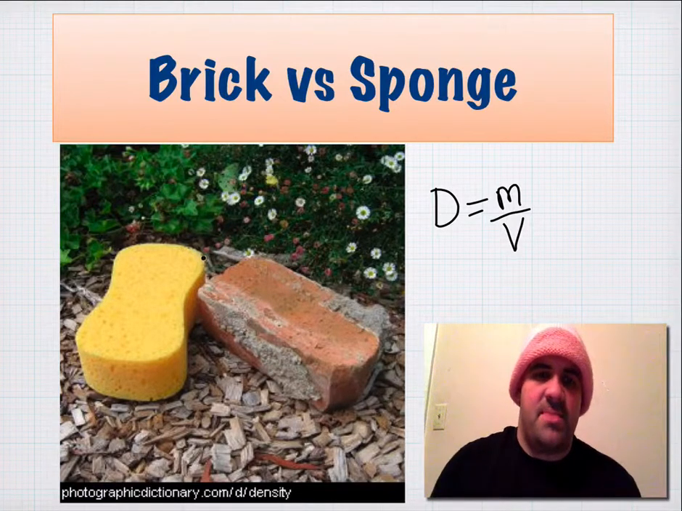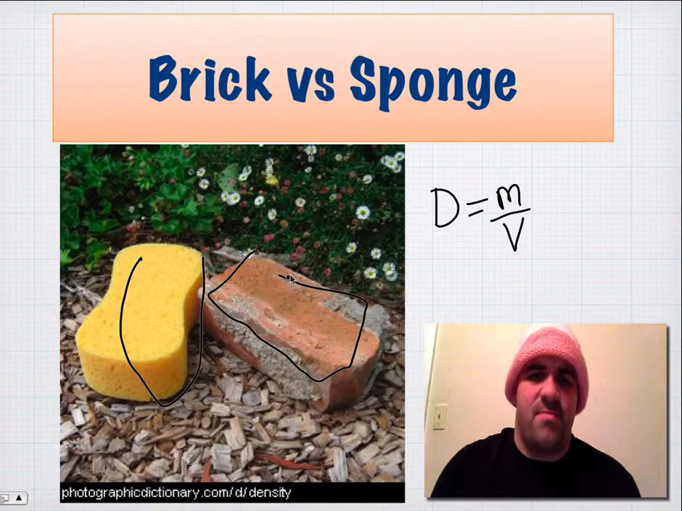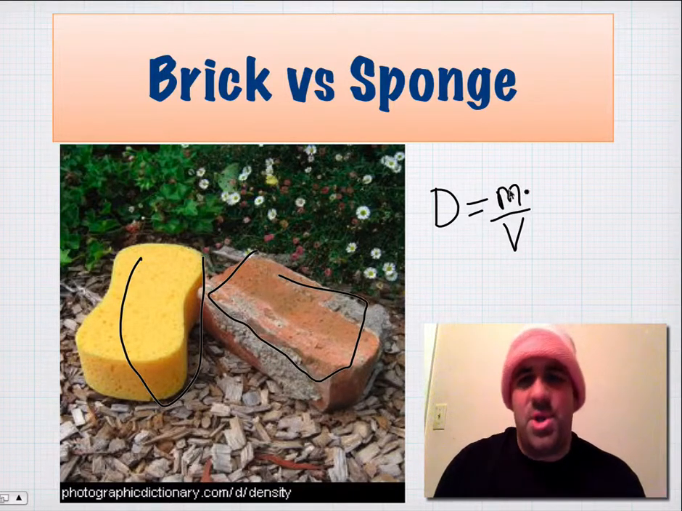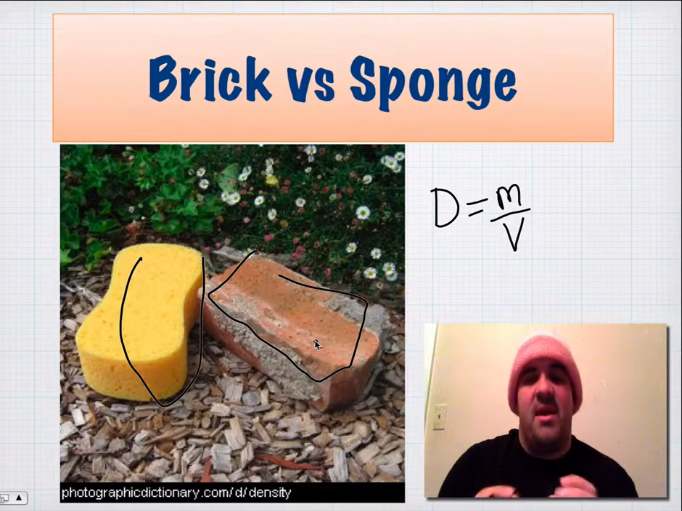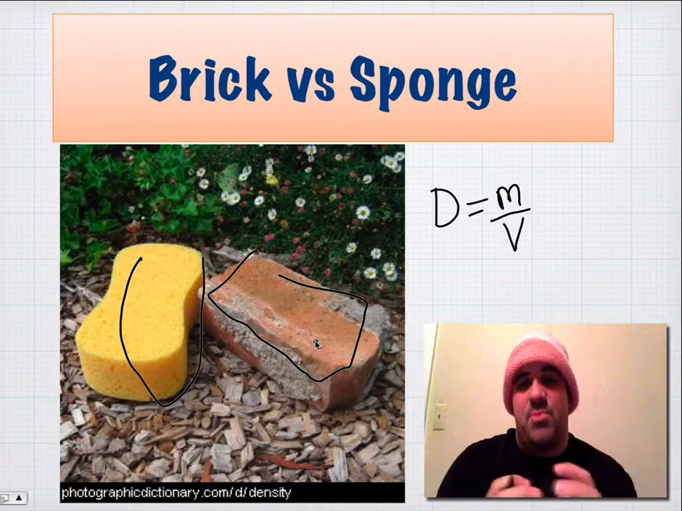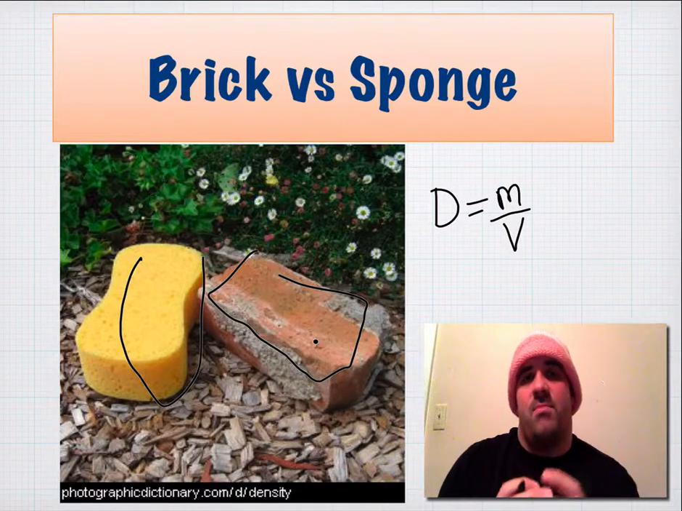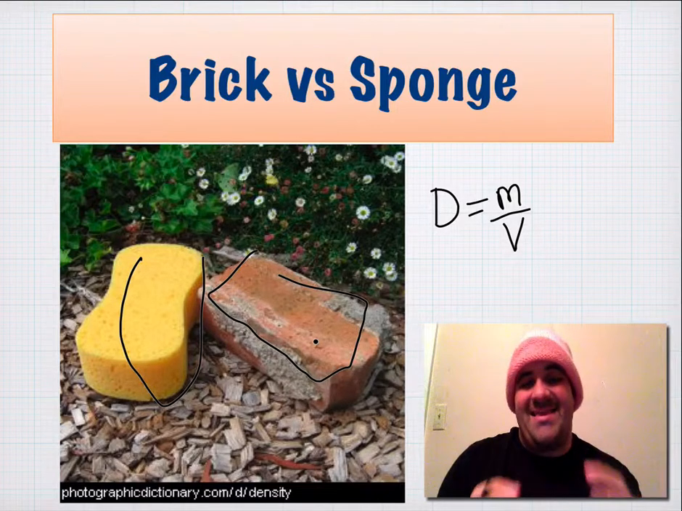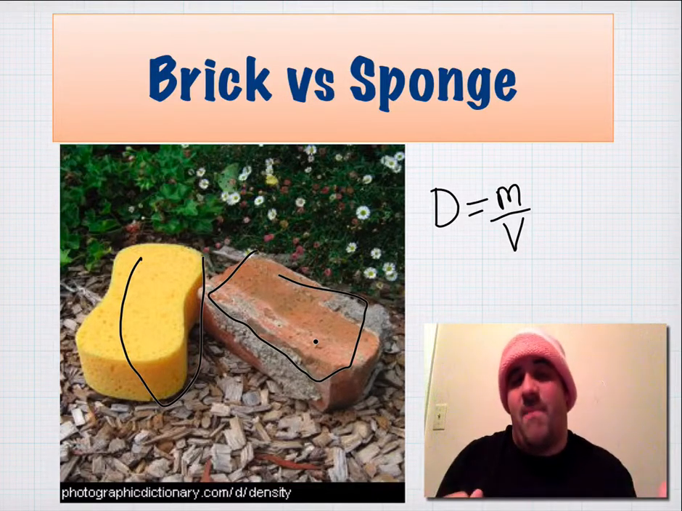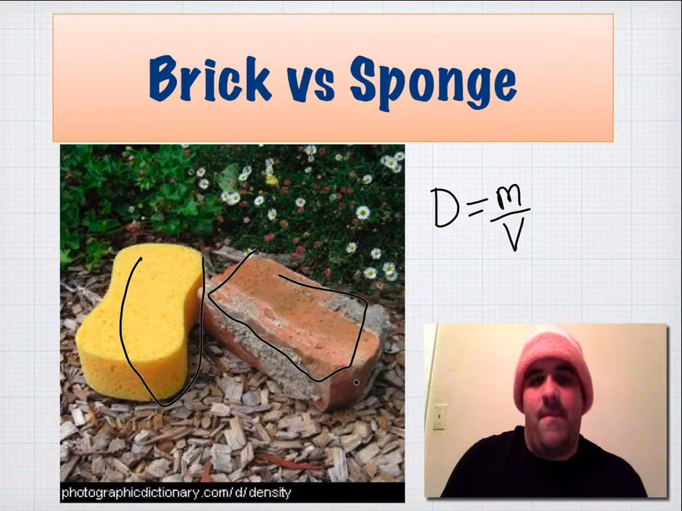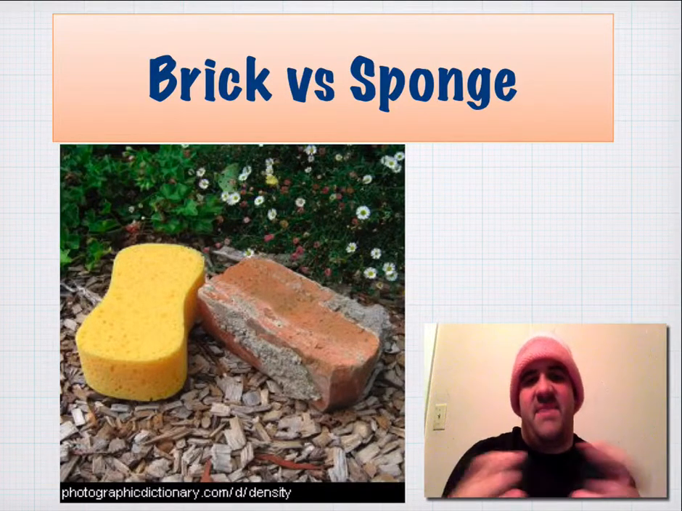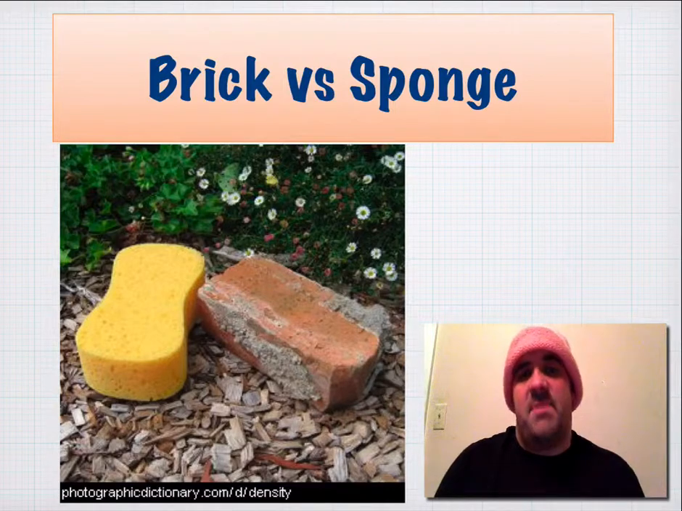If we look at this sponge and this brick, they have about the same volume, but the brick is going to have a much greater mass. So the brick will have a much higher density. It's physically heavier for the same amount of space. There's more mass per unit volume, so it's a denser object. That's the definition of density: how compact, or the heaviness of an object in a given space.